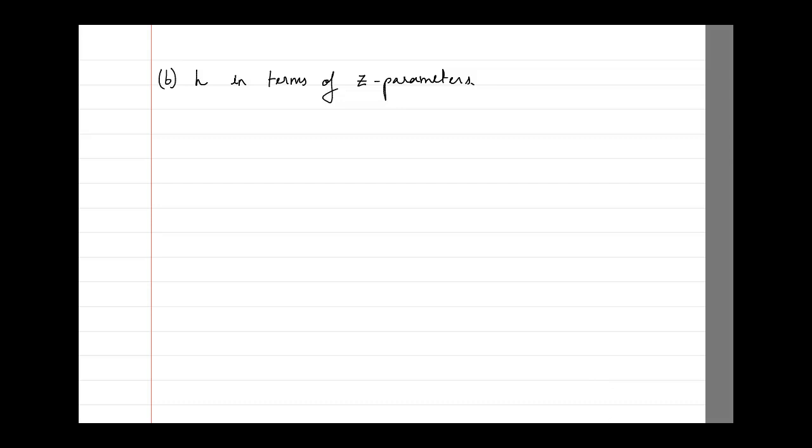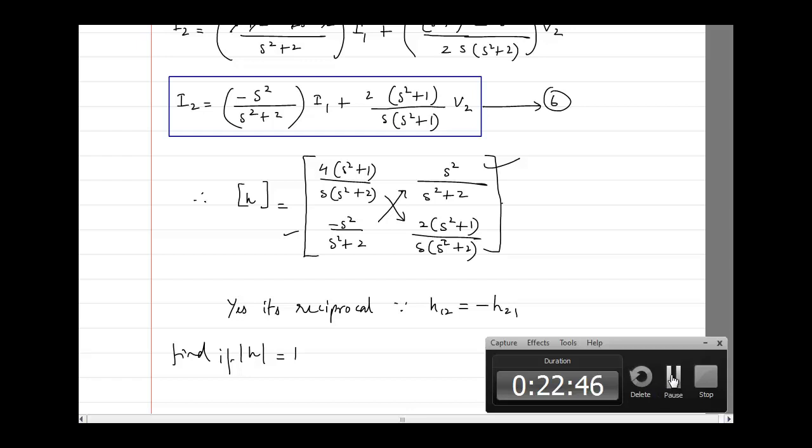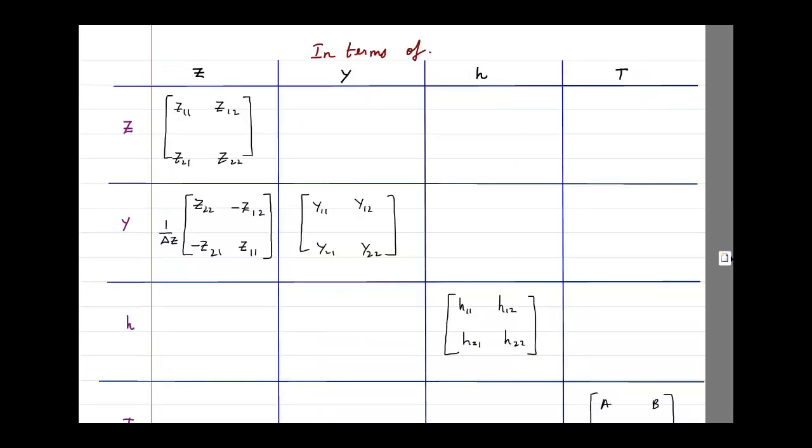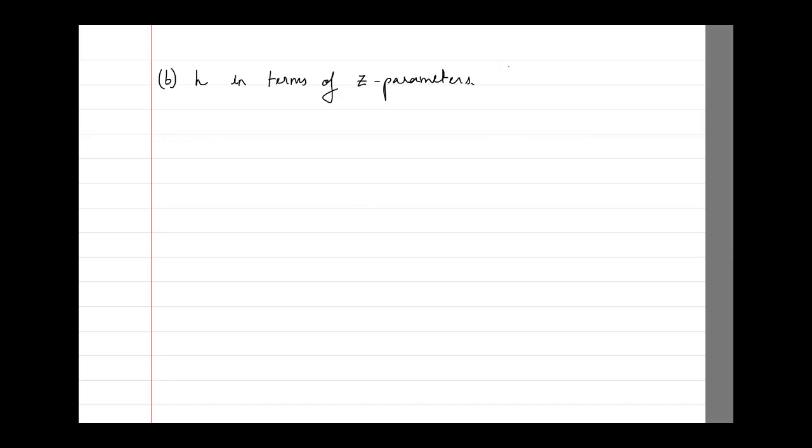If you want to see, we can go to the old equation. Here you can see the equation of the h parameter. It is in terms of v1 and i2 with respect to i1 and v2. So we will write this. The equation of h is v1 and i2 with respect to i1 and v2, so this is h11, h12, h21, h22.